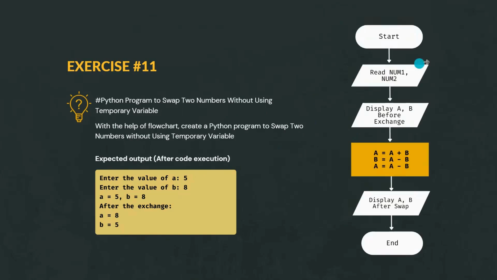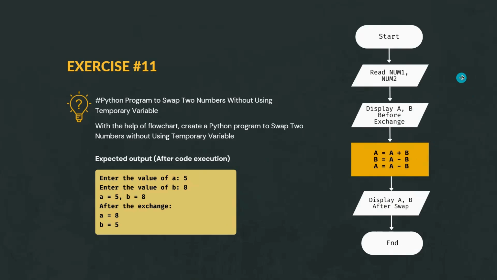So here is the goal. We'll ask the user to enter two numbers, and let's say the user enters 5 and 8. Without using any temporary variable, we will switch their values. So at the end, A becomes 8 and B becomes 5. So here is the logic, and we will use simple math for it. No magic involved, just addition and subtraction.